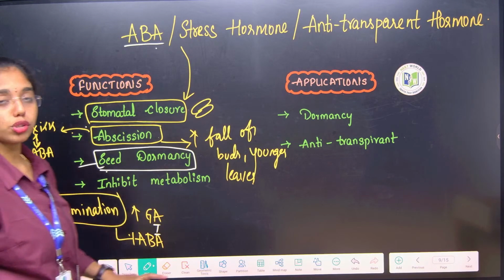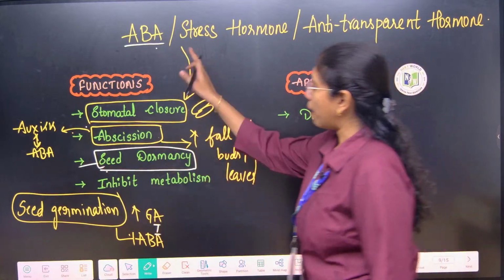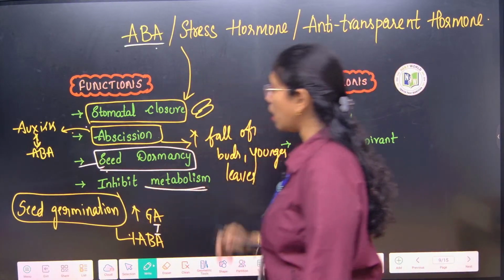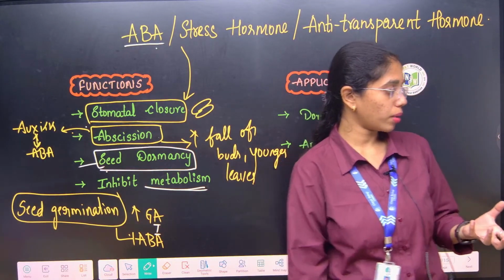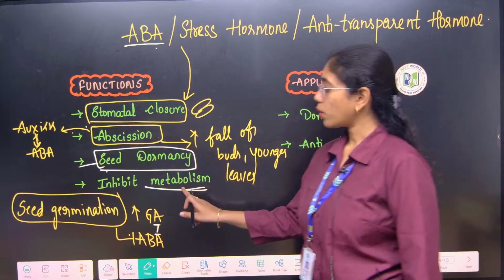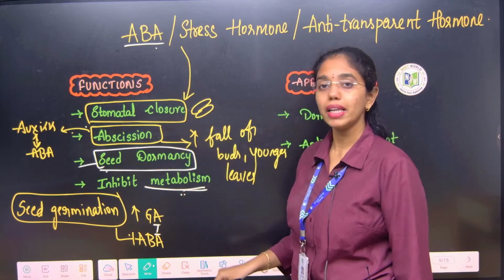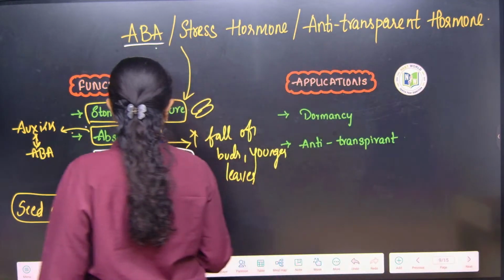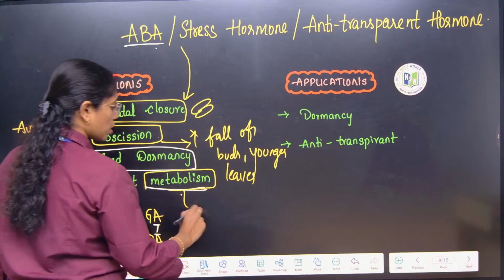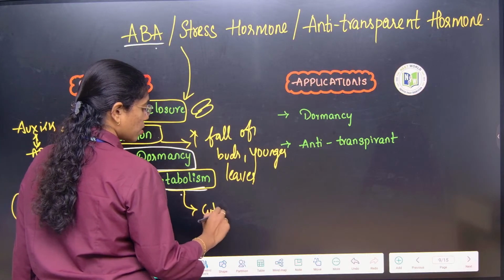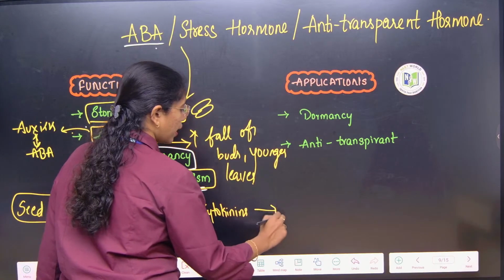Abscisic acid will inhibit the metabolism, whereas cytokinins will promote nutrient metabolism. Cytokinins will promote nutrient metabolism, whereas abscisic acid will inhibit the metabolism. So when it comes to nutrient metabolism, which two hormones are antagonistic to each other? Cytokinins and ABA.